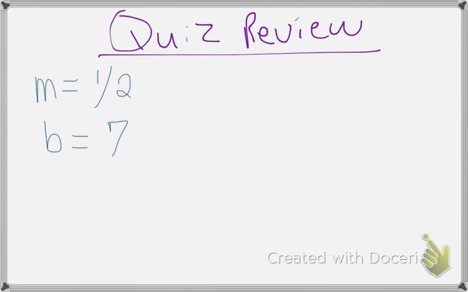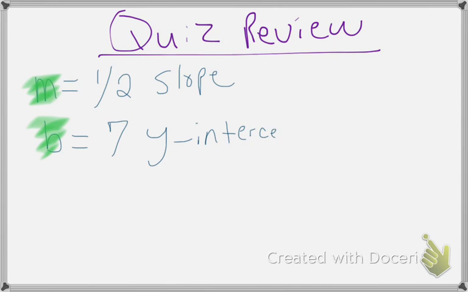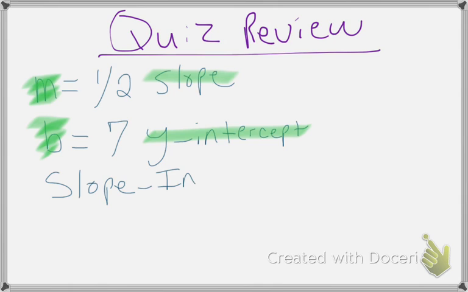Remember that m is just another word for slope, and the b is just another word for y-intercept. We have a slope and a y-intercept. What equation are we going to use? Well, the slope-intercept, which is y equals mx plus b.